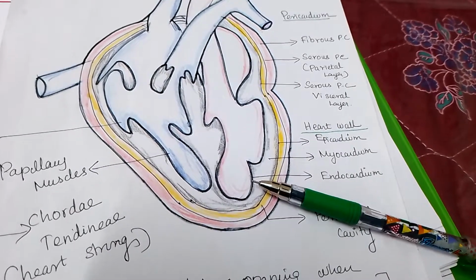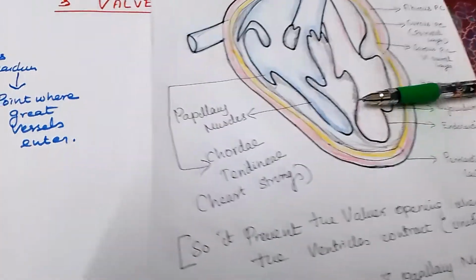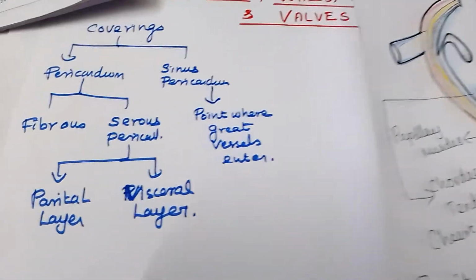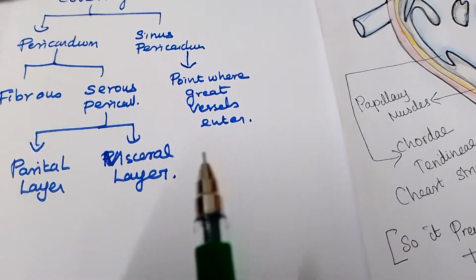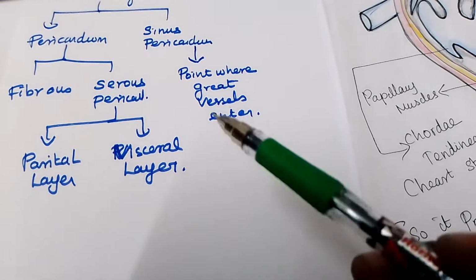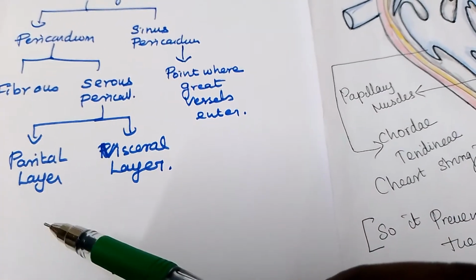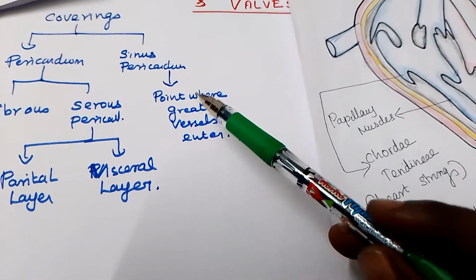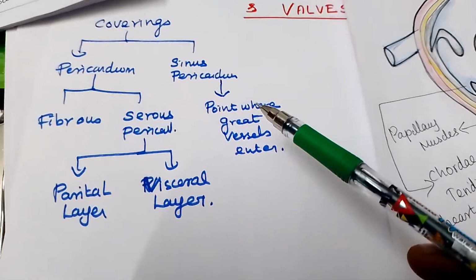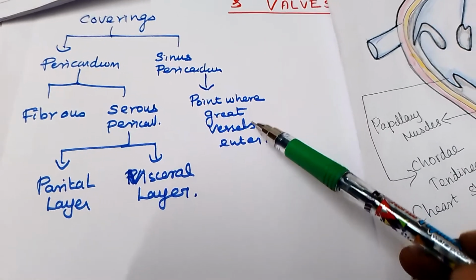If you see, there is a pericardium. How is this pericardium divided? Into pericardial coverings, or we can say the pericardium and sinus pericardium. Then fibrous pericardium and serous pericardium. The serous pericardium is again divided into the parietal layer and the visceral layer. And what is called the sinus pericardium? The sinus pericardium is where the sac is formed, the point where the great vessels are entering.